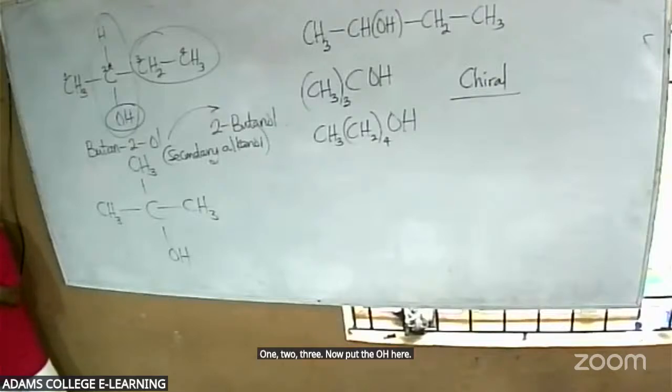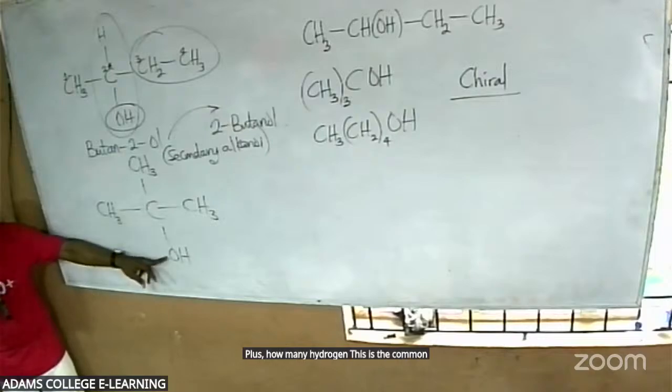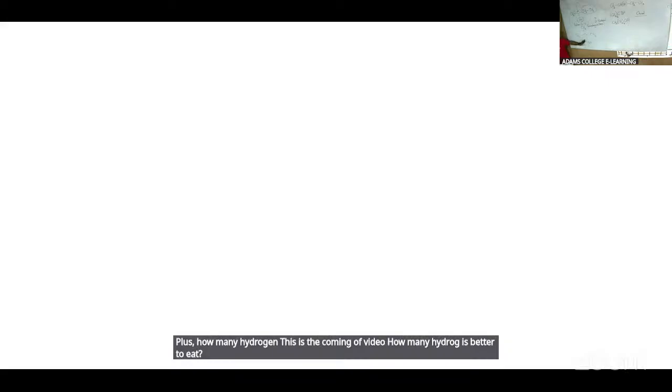Class, this is the carbon having the OH. How many hydrogens are bonded to it? No hydrogen. And when you have no hydrogen bonded to the carbon with OH, what type of alkanol are you? Tertiary. You have three alkyl groups, that means it's tertiary. Who can tell me the name?